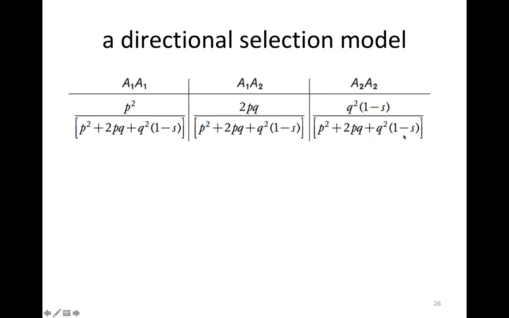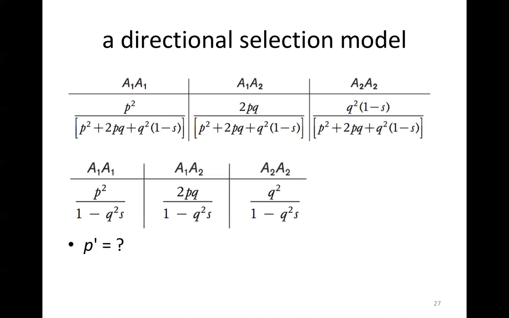And so these individuals will be carrying A1 in 2 copies. These individuals will be carrying A1 in 1 copy. These not. And given these numbers, we can calculate the A1 frequency of the next generation. This plus half of this will be the A1 frequency in the next generation, P prime.